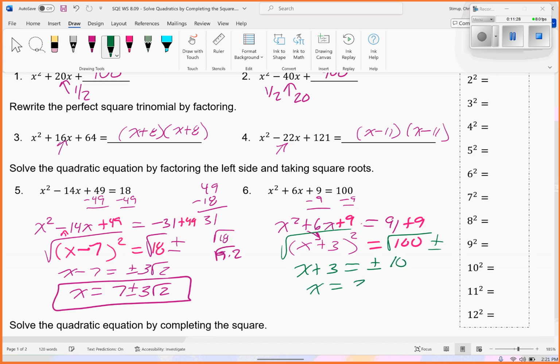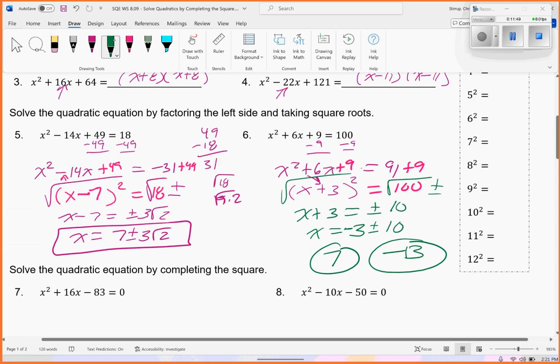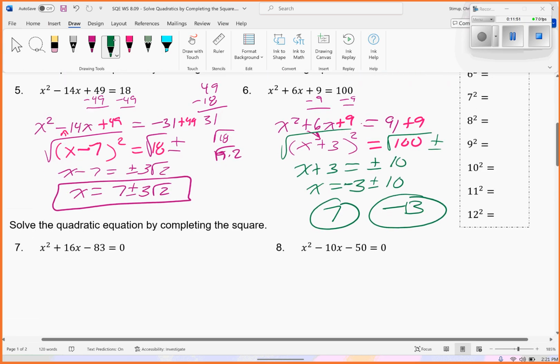Subtract 3 from both sides. Does this work out, or should I leave it like that? I don't see a radical, so I think it'll work out. Negative 3 plus 10, 7. Negative 3 minus 10, negative 13. We've been doing this quite a bit of time, right?